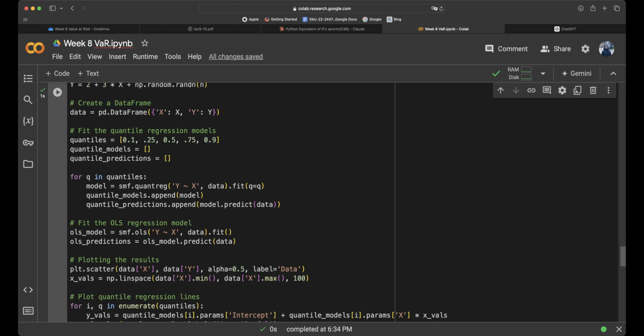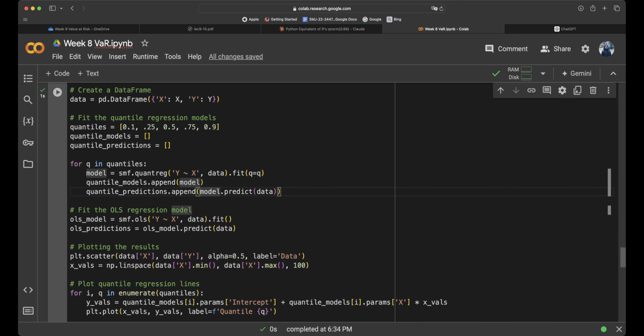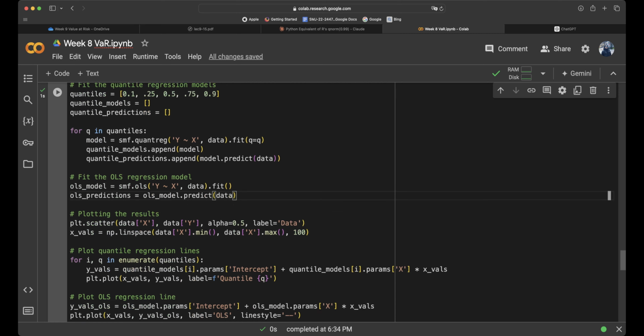Okay, so we call the module, and then we do quantile regression, and we fit y with x using the simulated data. And when we fit, the quantiles are 1%, 25%, 50%, 75%, and then 90%. And then quantile model append. To this one, we append the model result, and then quantile prediction append, we add the prediction, okay? And then now we also run the OLS regression, and the OLS model we fit, okay, with OLS, and then we get the prediction from the OLS model, and then plot the result.